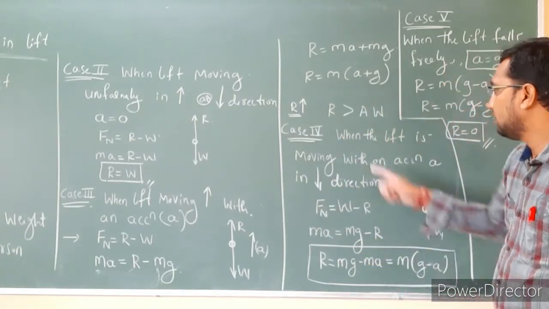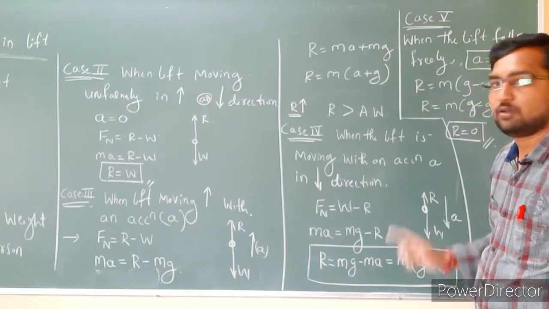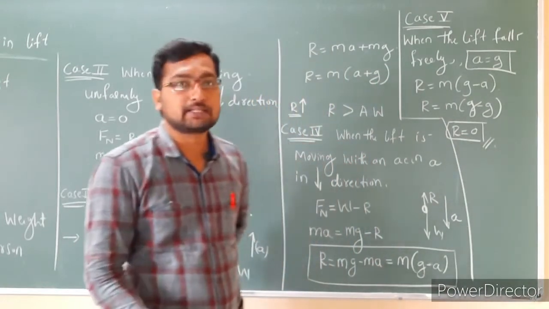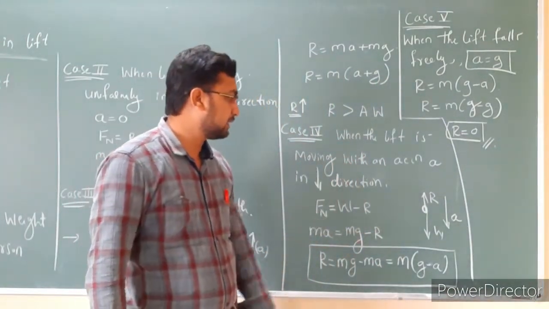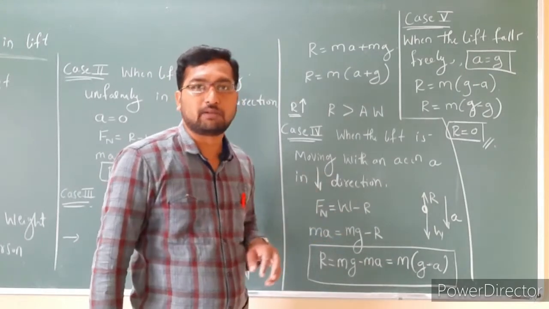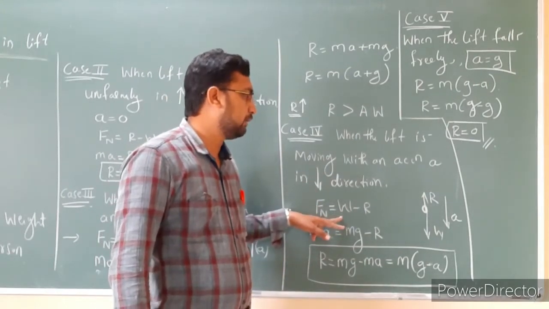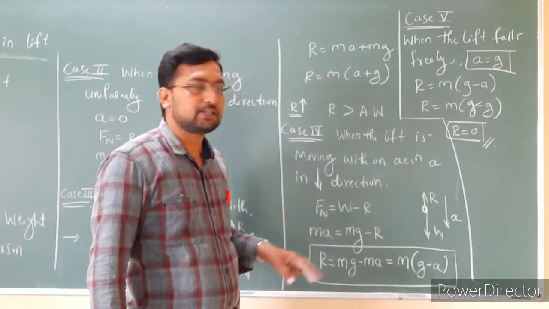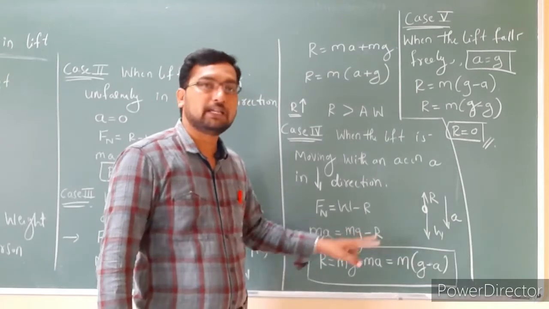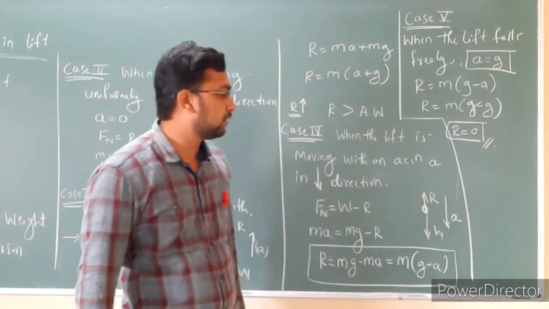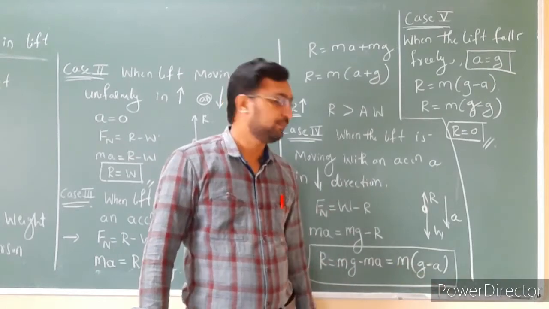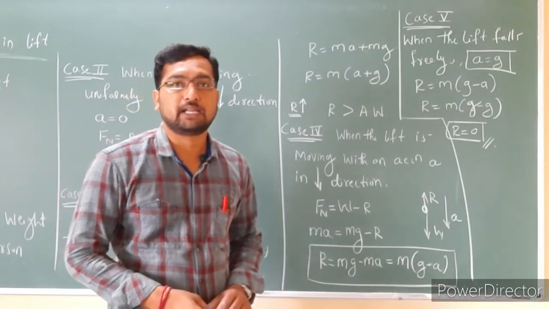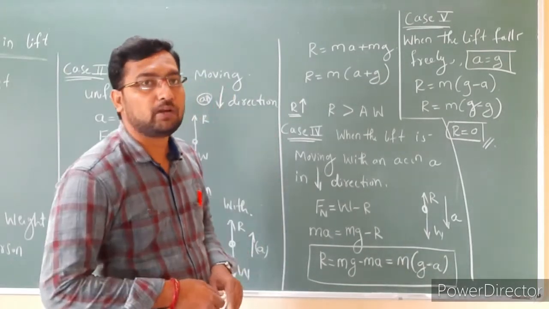And the next case, when the lift is moving with an acceleration a in the downward direction. The net force acting on the system is equal to weight minus normal reaction, since weight is more compared to the normal reaction. The net force is the product of mass and acceleration: m a equals m g minus R. Simplifying, we get R is equal to m(g minus a). In this case, the apparent weight of the person decreases when the lift is moving in the downward direction.